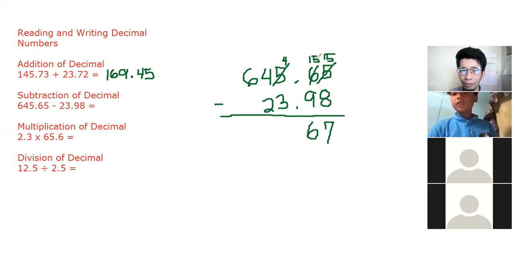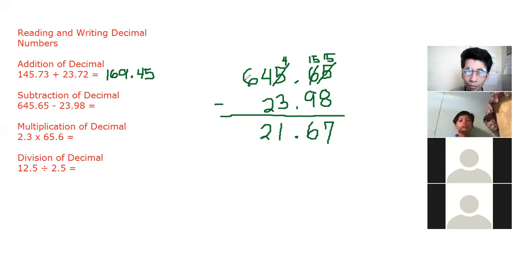So, we have 15. Ito magiging 6, diba? Kasi 15 minus 9, that is 6. Bago si 4 minus 3, pwede na sila ipag-minus, diba? Lagyan mo na pala natin ng point dito. Pwede na natin ipag-minus si 4 minus 3. Kasi mas malaki si 4, so pwede na natin siya minus. 4 minus 3, this will be 1. Then 4 minus 2, 2. Then, bring down na lang natin si 6.